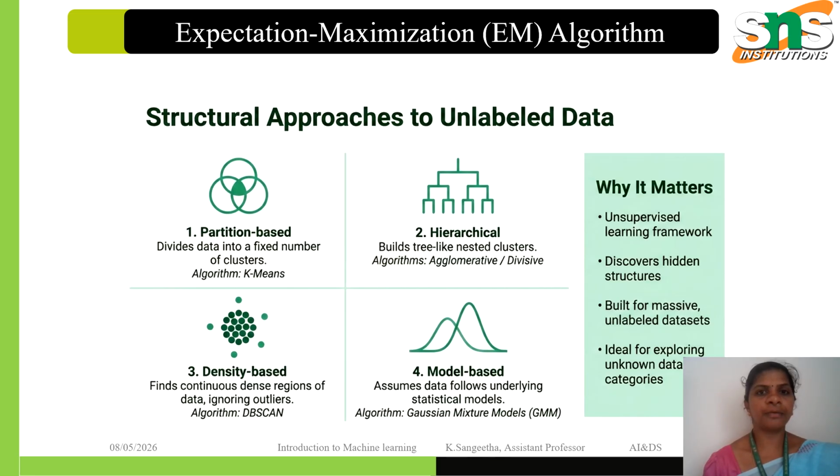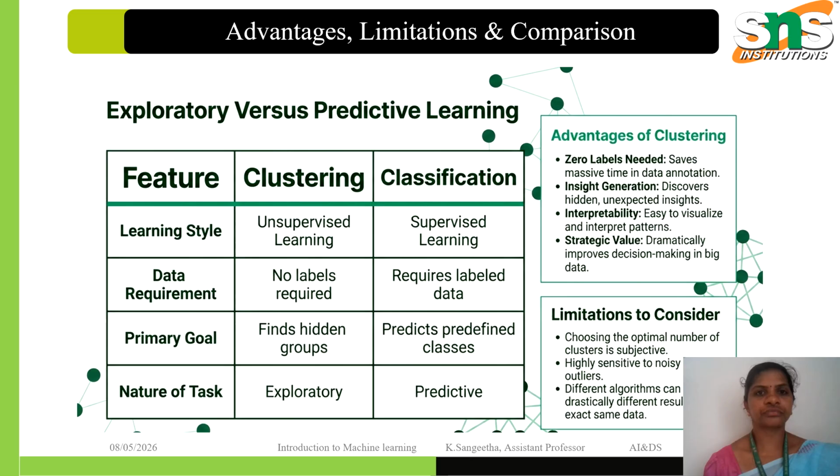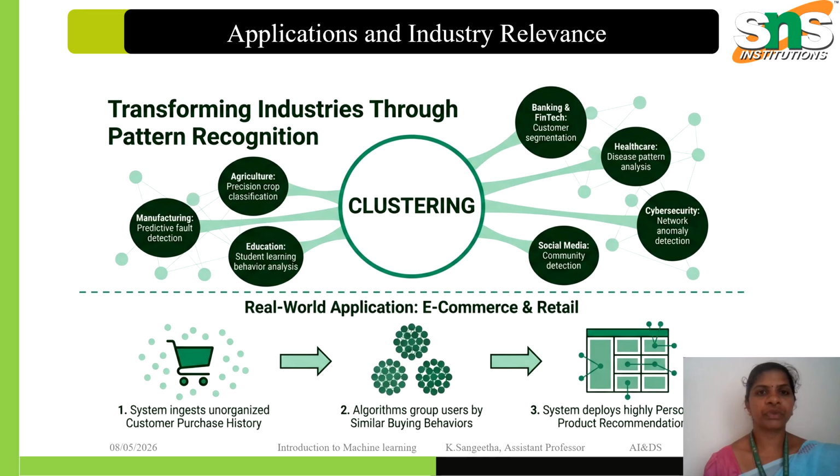Remember this comparison. K-means makes hard decisions. EM makes soft probability decisions. Advantages: handles overlapping clusters, provides probability-based assignments, works well for clusters with different shapes and sizes. Limitations: requires more computation, is sensitive to initial parameter selection, and may converge to a local optimum instead of the best solution.